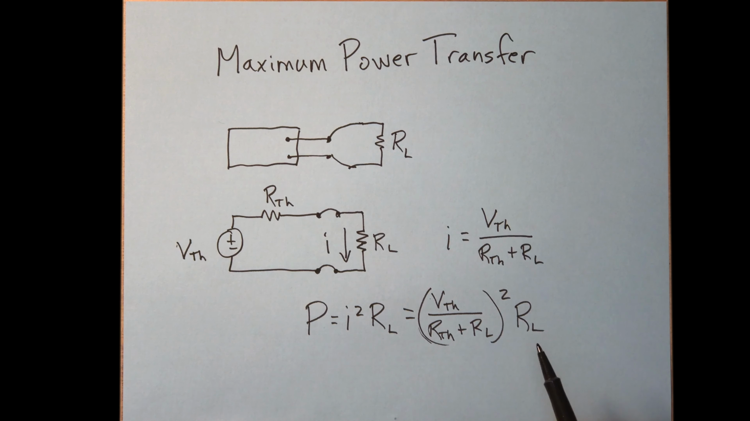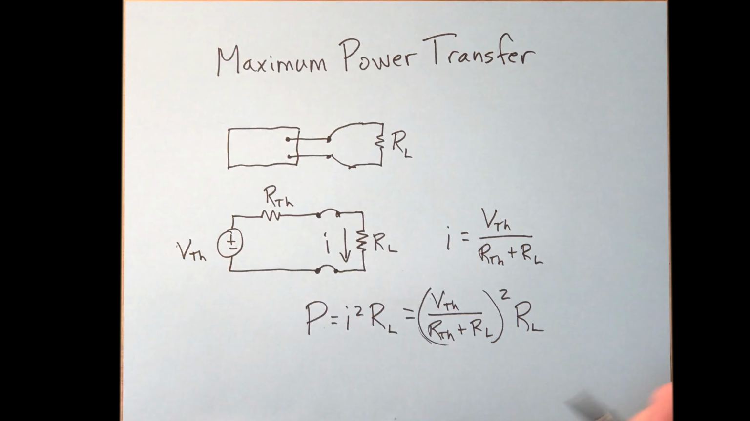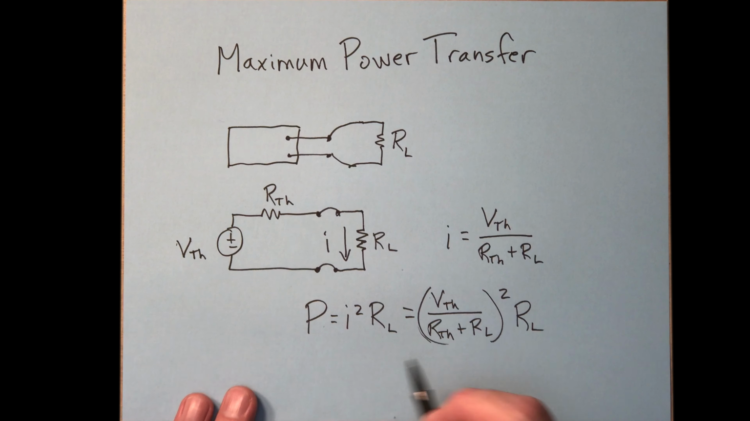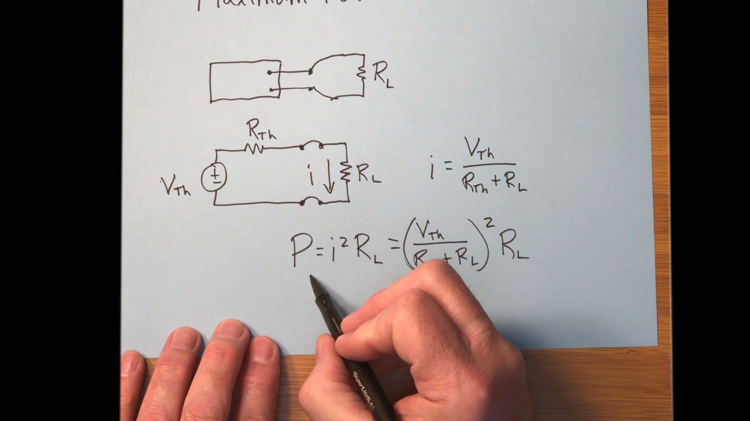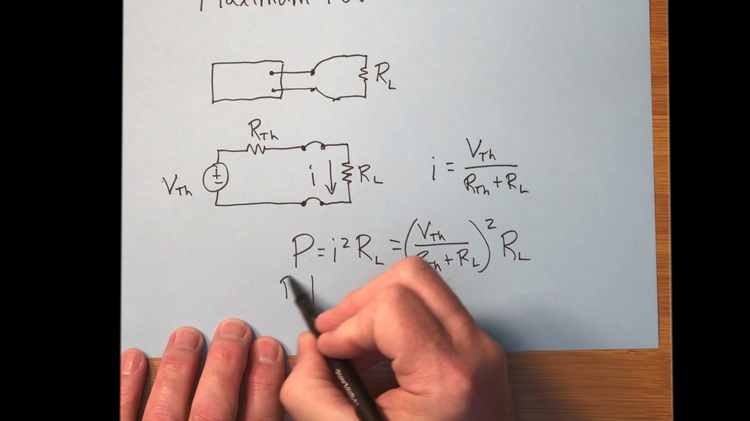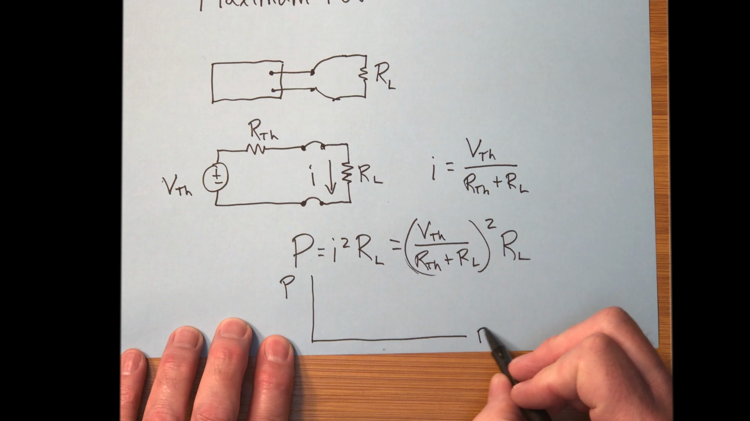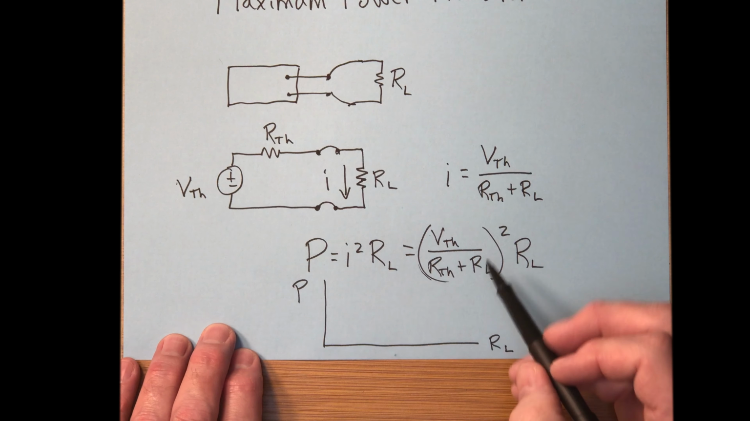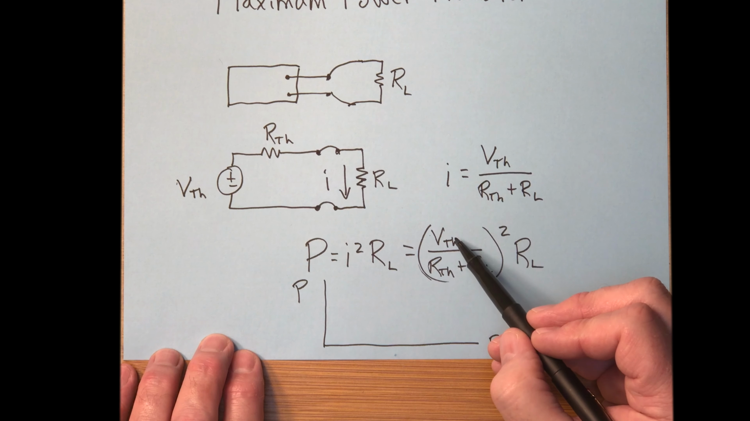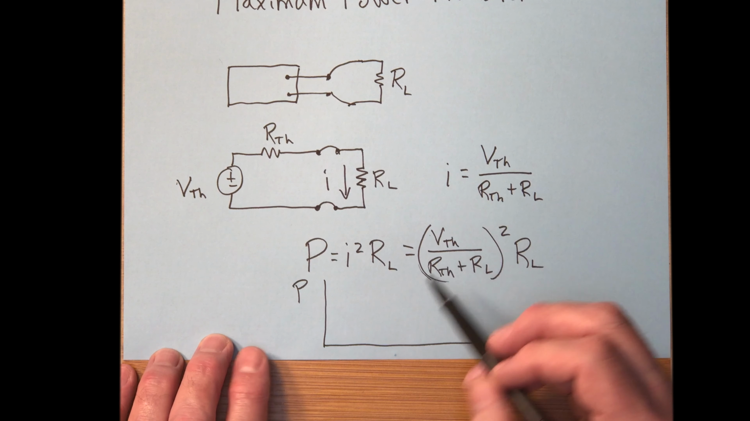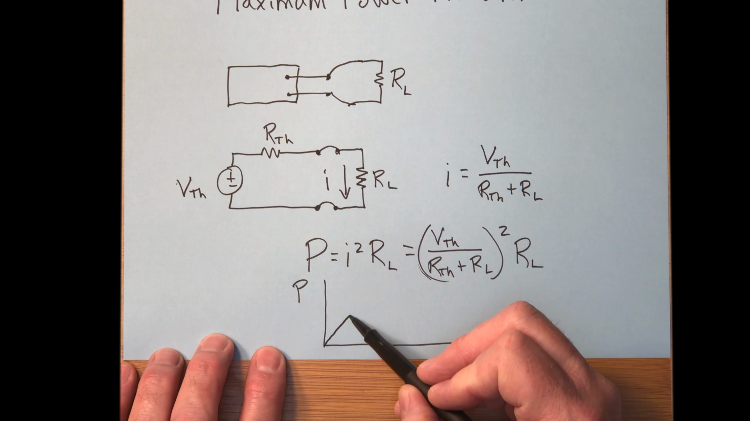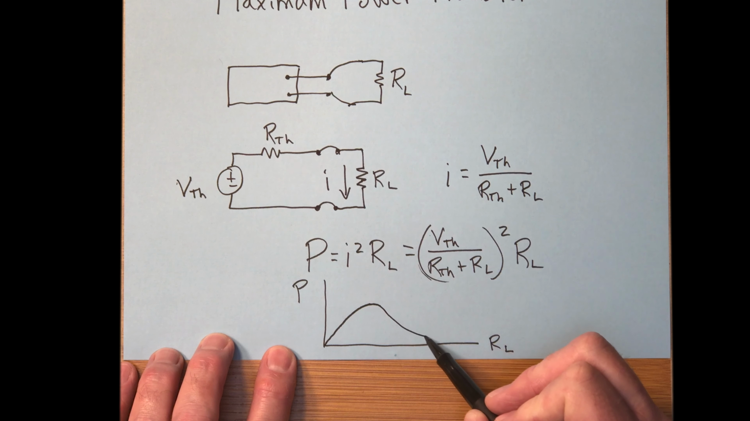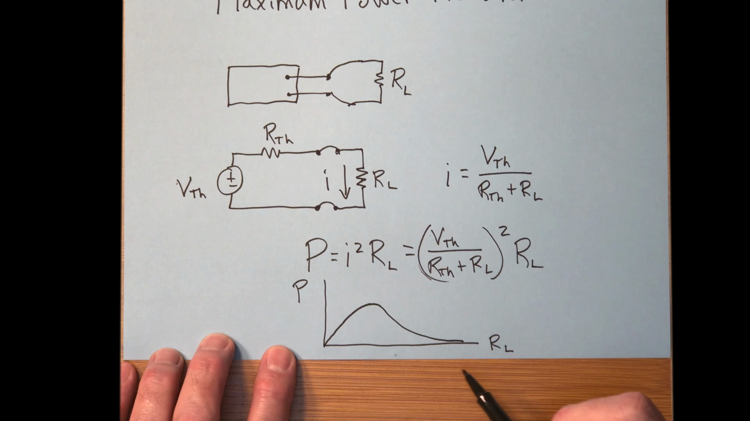Well, first of all, think about the general shape of what this power curve is going to look like. If you were to graph this function, power on this axis and R sub L on this axis, then what you would see, if you were to graph this for fixed values of RTH and VTH, is that the power increases to a maximum value, but then it goes down to nothing in the limit. It approaches zero in the limit.